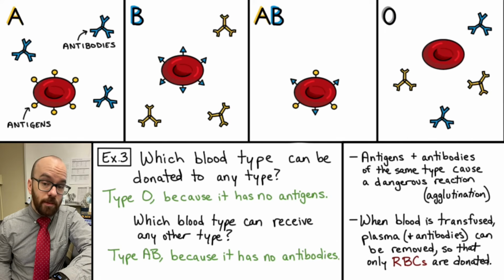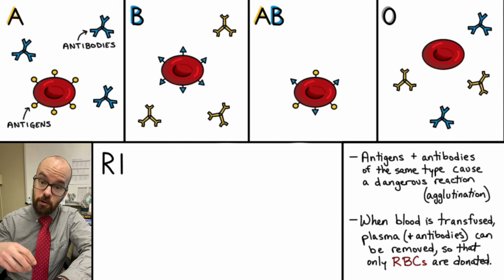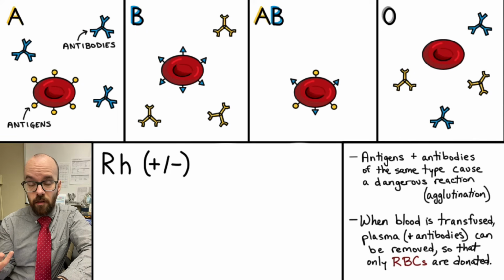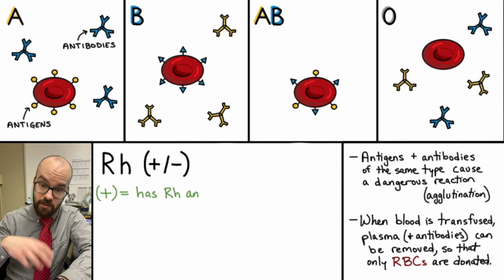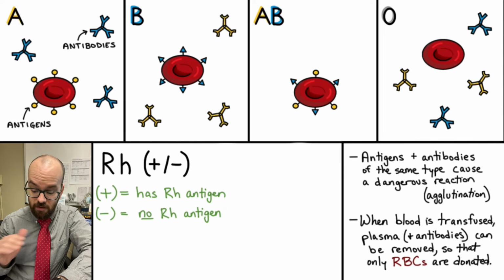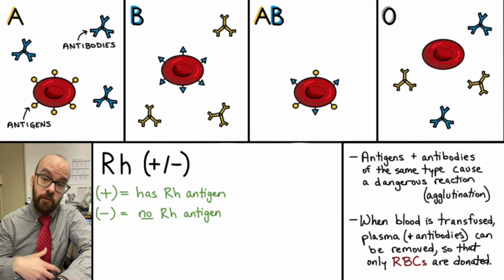Now, besides the ABO blood type groups, the other type group that we need to look at is called Rh, and we use the denotation positive or negative. Positive means it does have this antigen, and negative means it doesn't have that antigen. So if it's positive, it does have the Rh antigen. If it's negative, there's no Rh antigen present. And we're going to follow the same rules that we did for the ABO blood type.